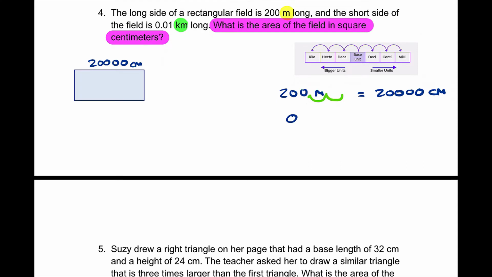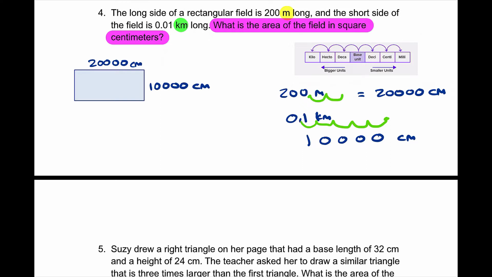And for the width on the short side, it's 0.1 kilometers. Going to centimeters again, we're starting on the km and we're going 1, 2, 3, 4, 5 jumps. So I'm going to take that decimal 5 jumps that way, and I'm going to end up with 1, 0, 0, 0, 0 centimeters. So this is 10,000 centimeters. So we have a field that is 20,000 centimeters long by 10,000 centimeters wide.